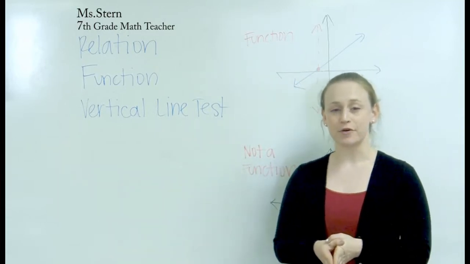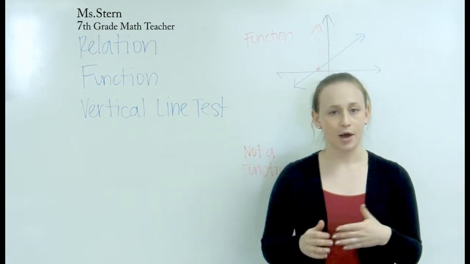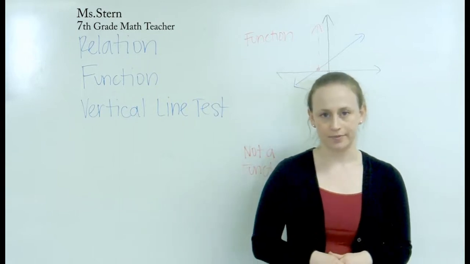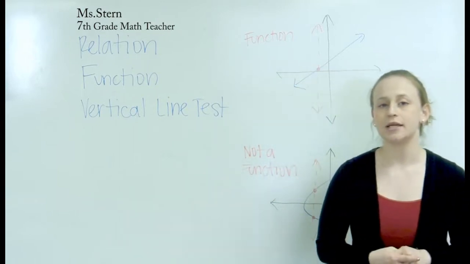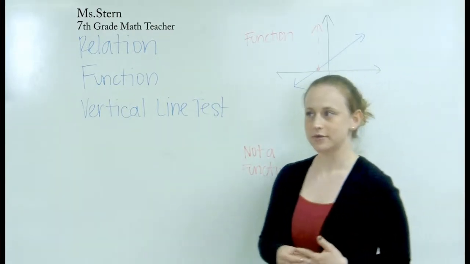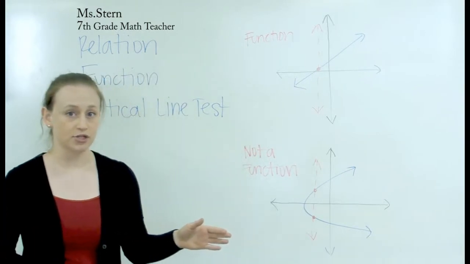Function is the most important vocabulary word that we talked about this week. A function shows an input-output relationship. For every input, there can be only one output, okay? And the way we can test that on graphs is using the vertical line test, okay? So the vertical line test can help us look at graphs and decide whether or not they illustrate functions.